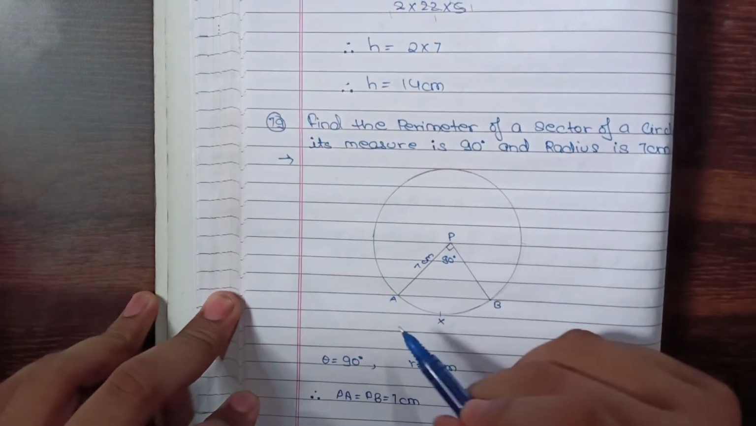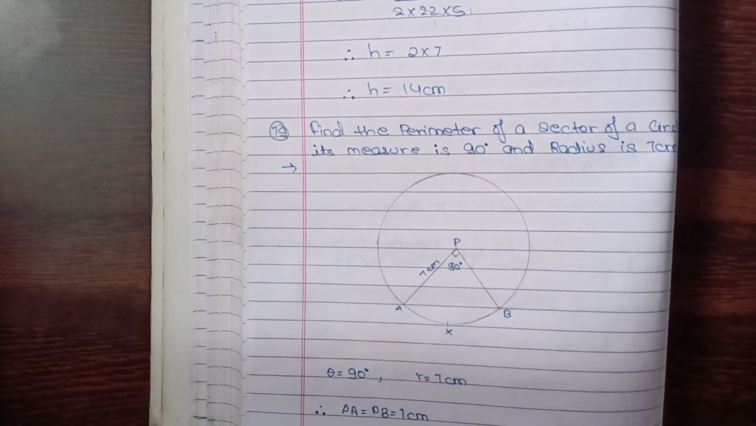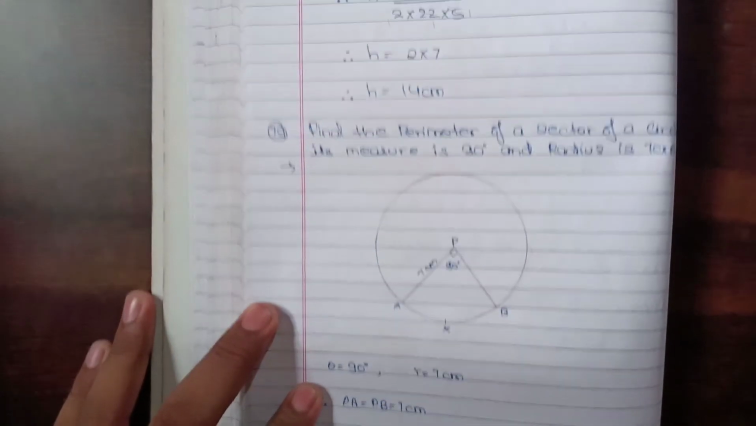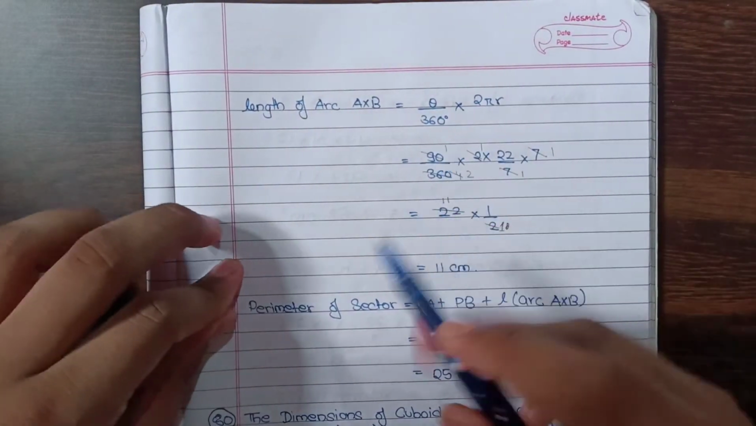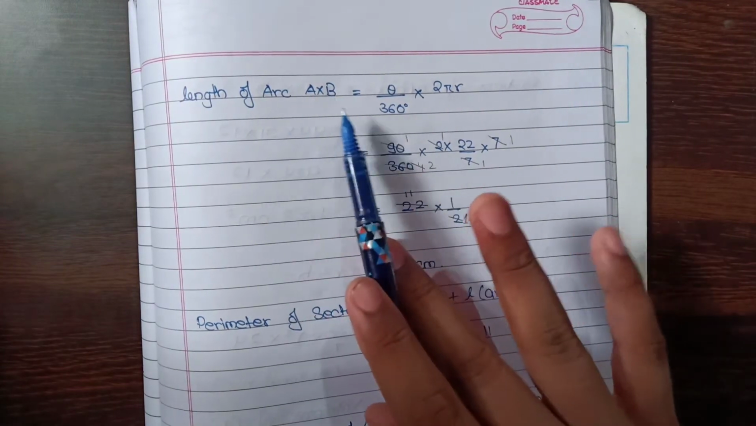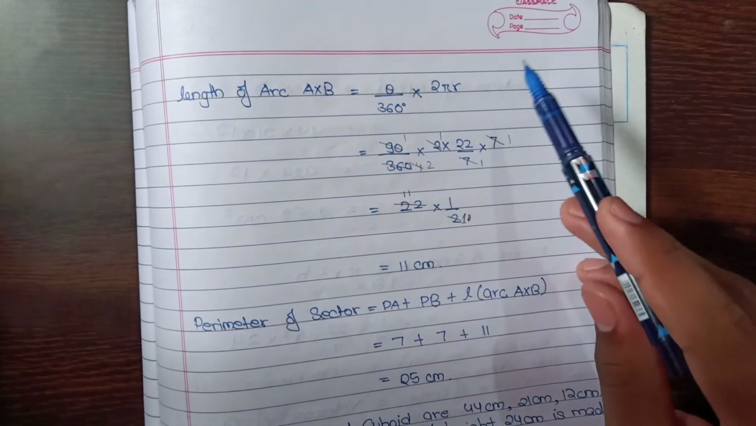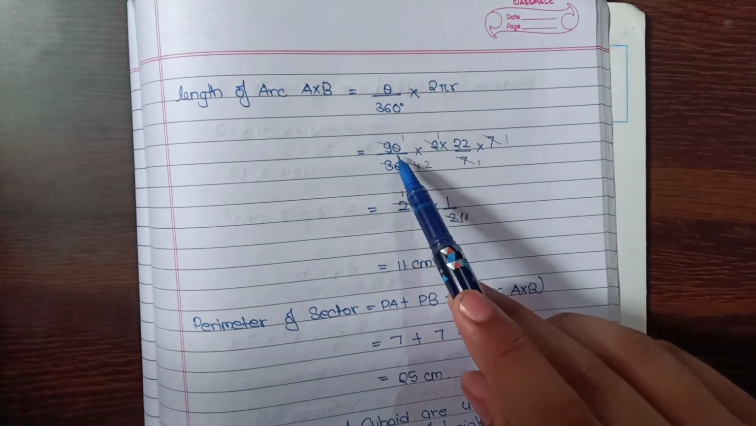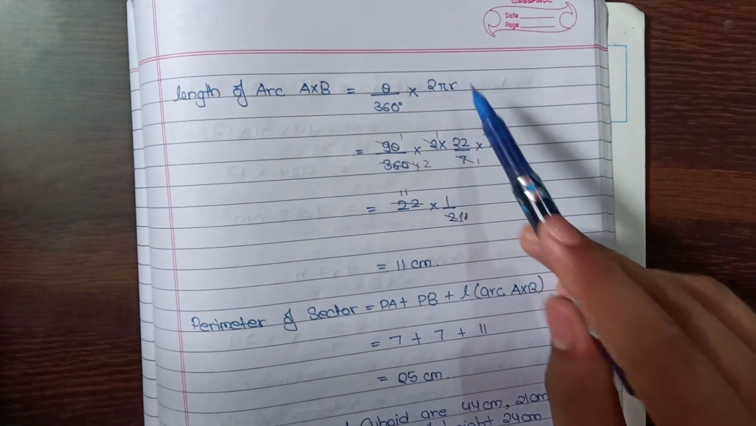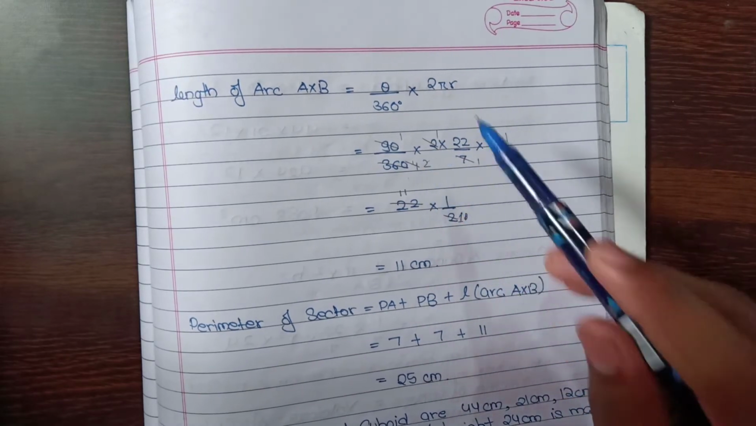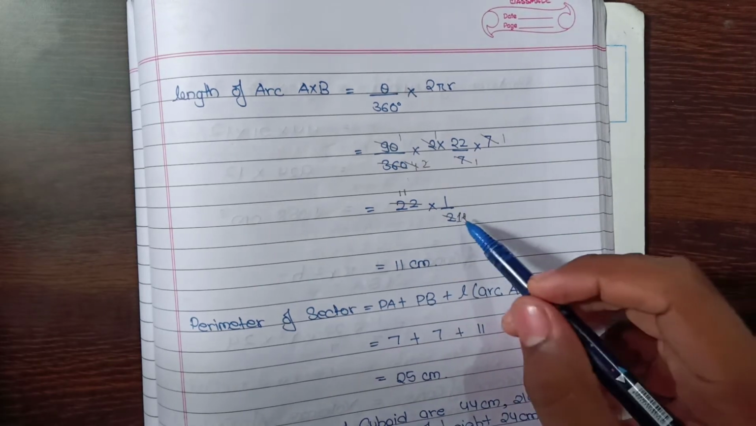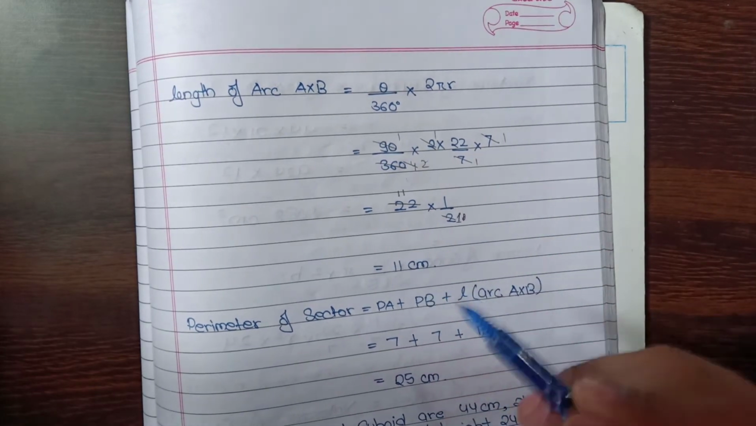We all know that radii of the same circle are always equal. That's no point to be discussed. So let us move on. As we progress in the video, we have to find the length of the arc AXB. So length of arc AXB equals theta upon 360 into 2 pi r, which is the formula. Theta is 90 degree, 360 down, and 2 as it is, pi as 22 upon 7, and r is 7. So 22 into 1 upon 2, that's what we'll get when we cut them off, and 11 upon 1 is nothing but 11 centimeter.